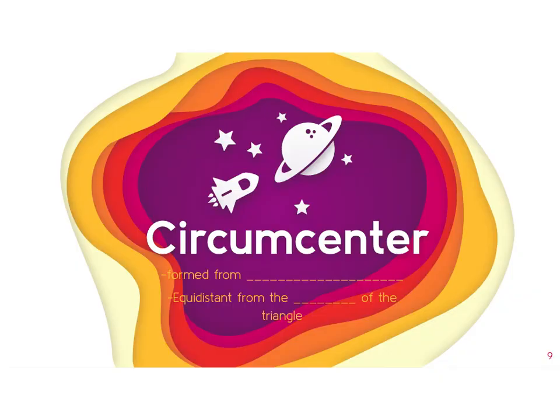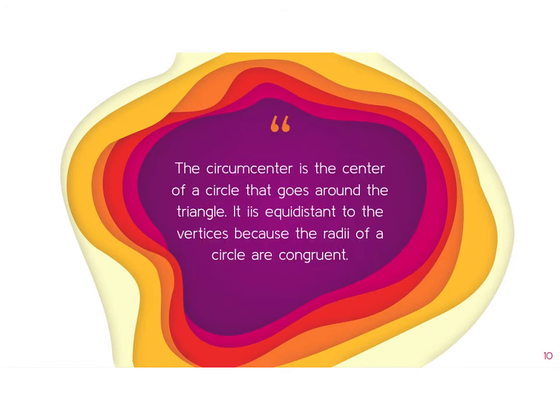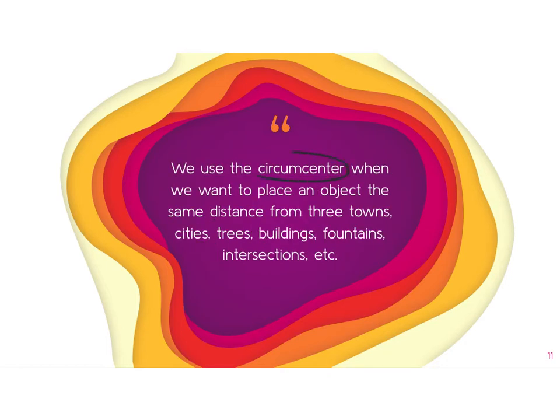So circumcenter is formed from perpendicular bisectors and it's equidistant from the vertices of the triangle. So the circumcenter is the center of a circle that goes around the triangle. It's equidistant to the vertices because the radii of the circle are congruent. We're going to use the circumcenter when we want to place an object the same distance from three towns, cities, trees, buildings, fountains, intersections, etc.